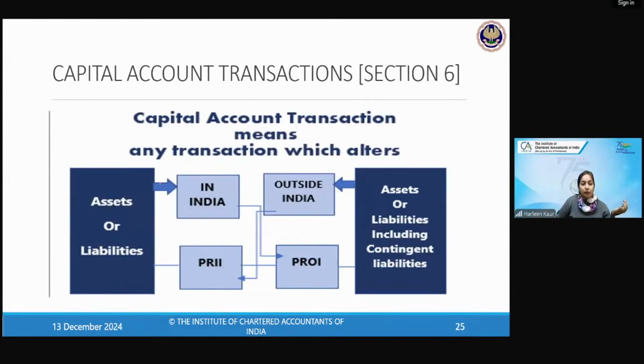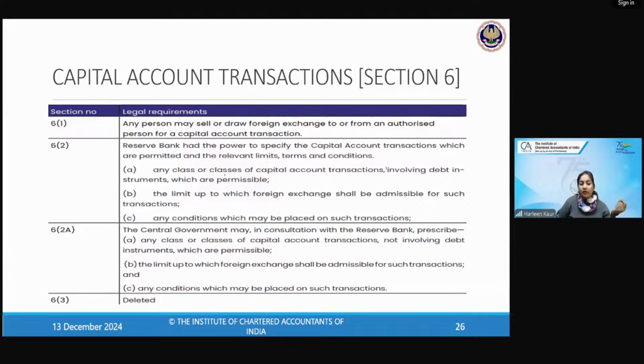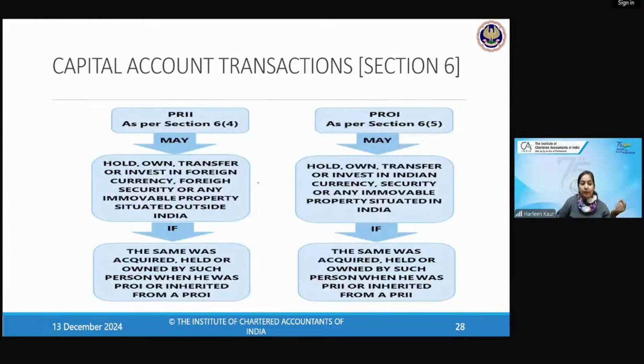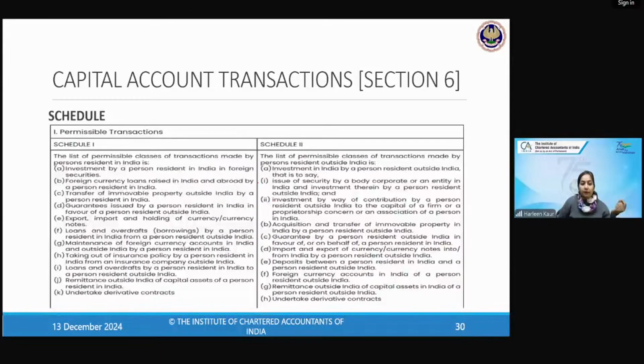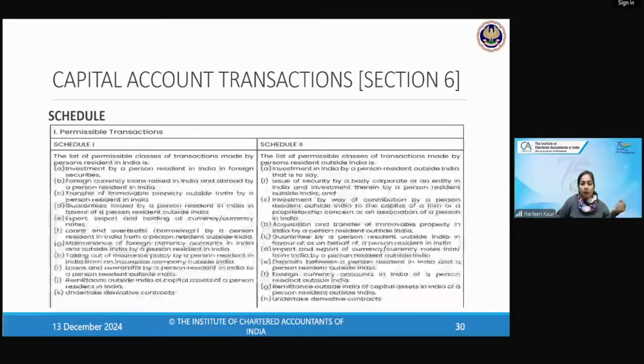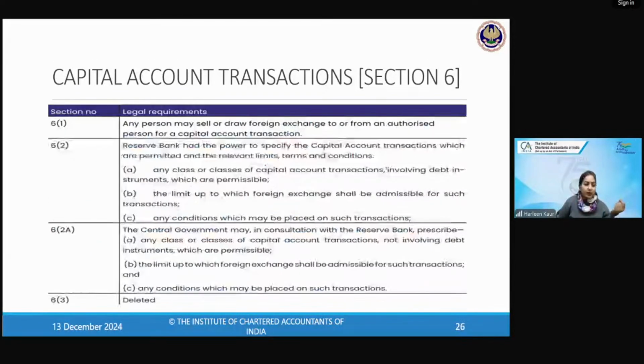So this is all beautifully written for all of you in the presentation also. Any person can draw and sell the foreign exchange. Central government in consultation with RBI can use it. This has been now deleted because now together they are going to hold it. Okay, let's see over there only because amortization of loan.